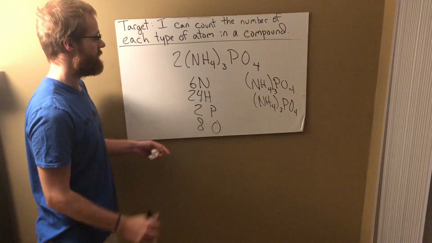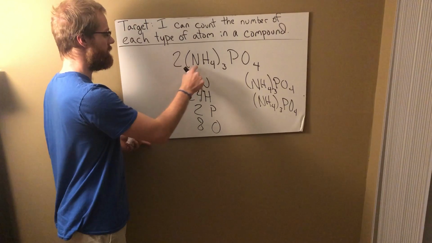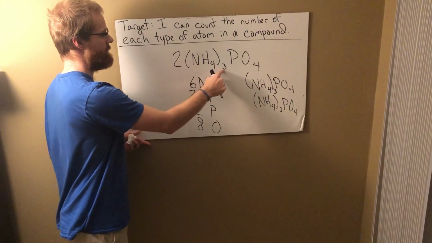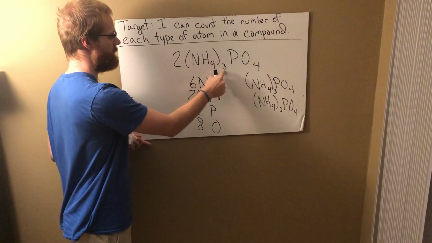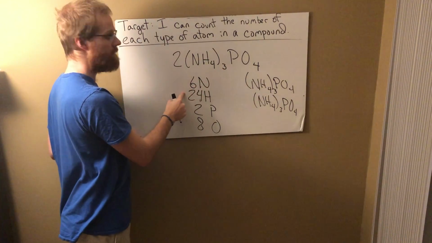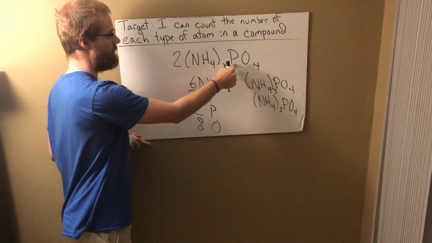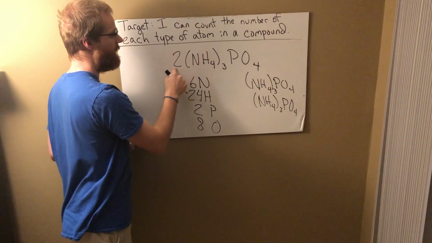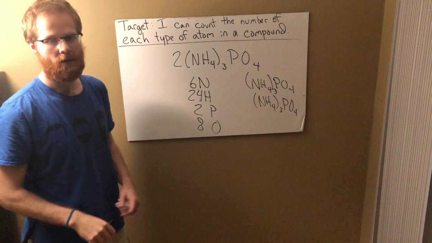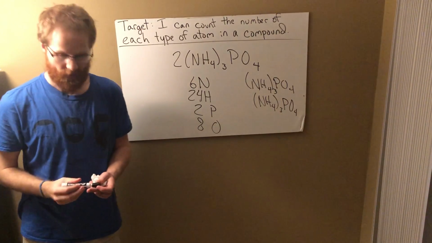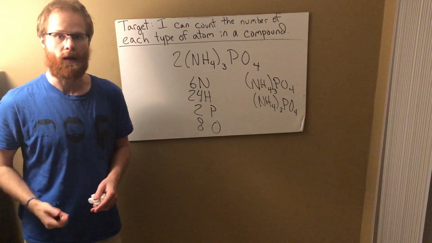Let's go back and double check our work. 2 times 1 times 3 is 6. 2 times 4 times 3 is 24. 2 times 1 is 2. And 2 times 4 is 8. Cool. So that's how we count the atoms in molecules, simple and complex.